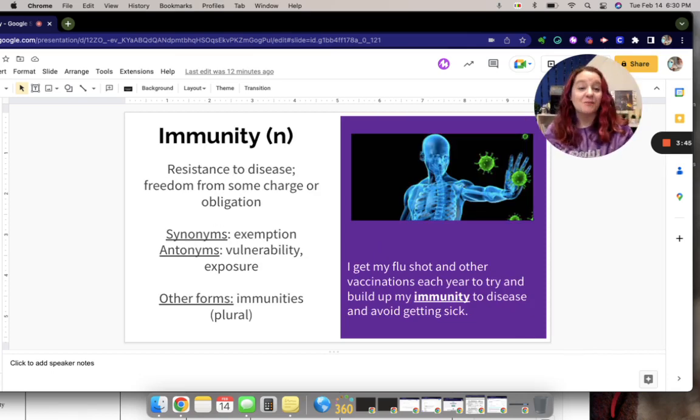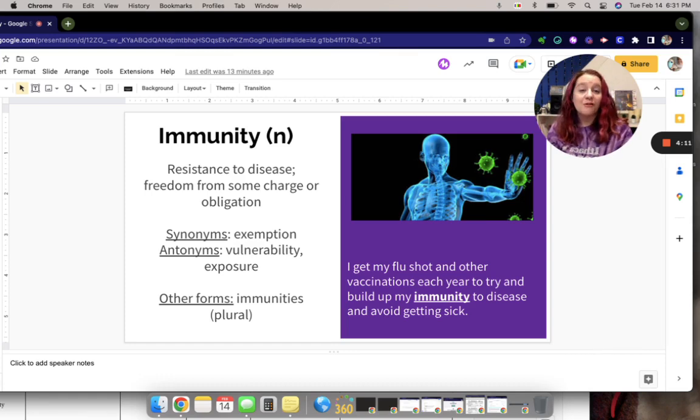Our next word is immunity. And I'm going to assume that a lot of you probably are familiar with this word already. But again, it is a noun. It is a thing. So make sure you're using the word correctly in your sentence as something. Immunity is a thing. It means resistance to disease or freedom from some charge or obligation. Your synonyms are exemption. Your antonyms are vulnerability and exposure.